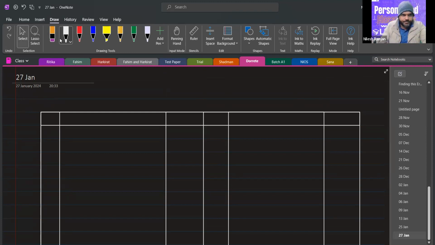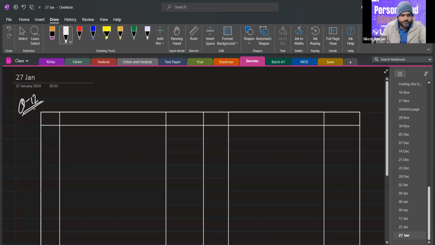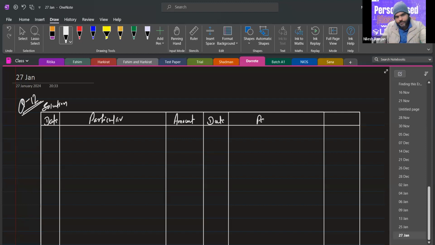This is question number, and we are doing the solution. Date, particular, amount, date, particular, and amount. This is machinery.